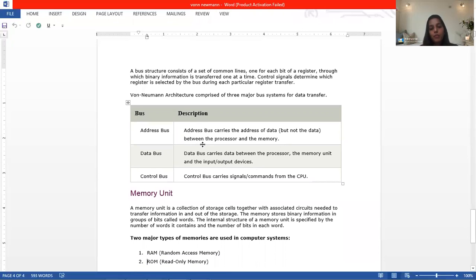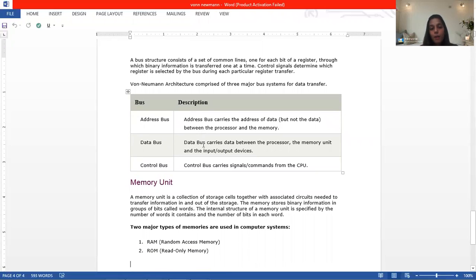The next is the memory unit. We are all aware of this memory unit, right? A memory unit is a collection of storage cells together with associated circuits needed to transfer information in and out for storage. जो सिस्टम में जा रहा है वो भी स्टोर करेंगे और जो जा रहा है वो भी स्टोर करेगा. तो the memory stores binary information in groups of bits called words.